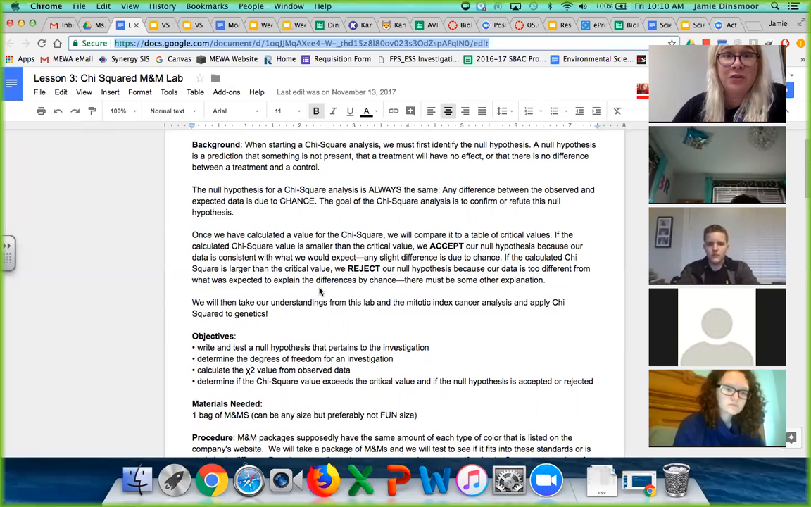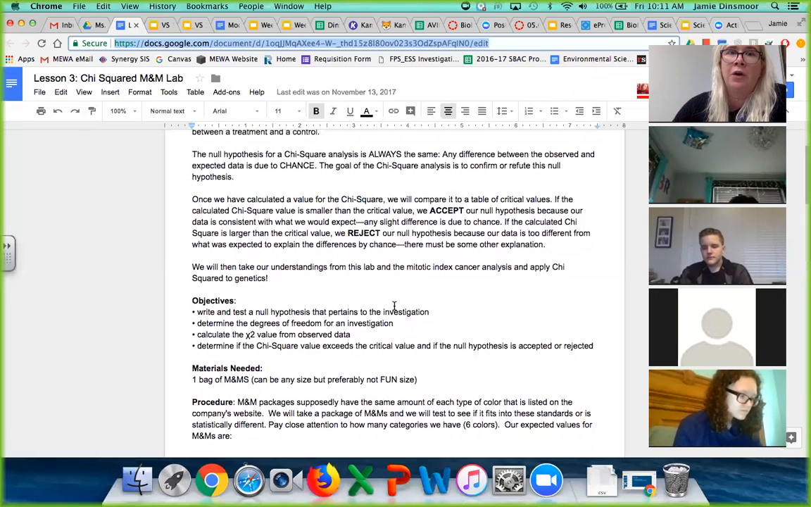The null hypothesis for a chi-squared analysis is always the same. How convenient. Any difference between the observed and expected data is due to chance. So the goal of the chi-squared analysis is to confirm or refute this null hypothesis. So basically, we're going to say, if there's a difference, it's due to chance, right? Another way we could say that is we don't expect there to be any difference except possibly due to chance.